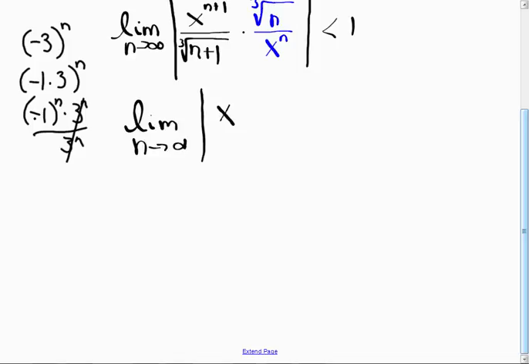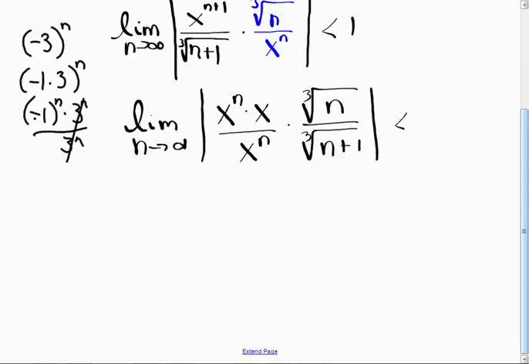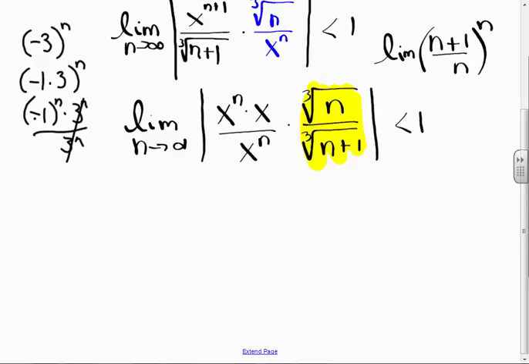Okay, so this is x to the n times x over x to the n, and then it's the cube root of n over the cube root of n plus 1. And you're going to see a lot of times this, the n over n plus 1, and it's going to be 1. Just be careful, because what if I had this? (n + 1)/n, but it's to the nth power. That limit is e. So you've just got to be careful, that's all.